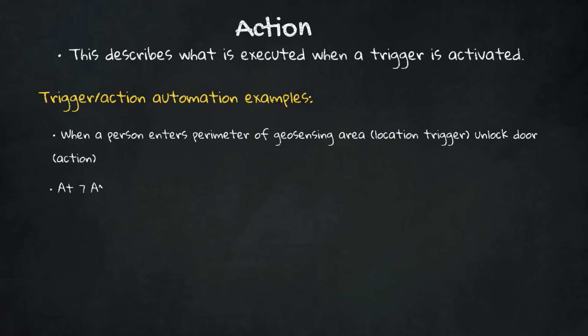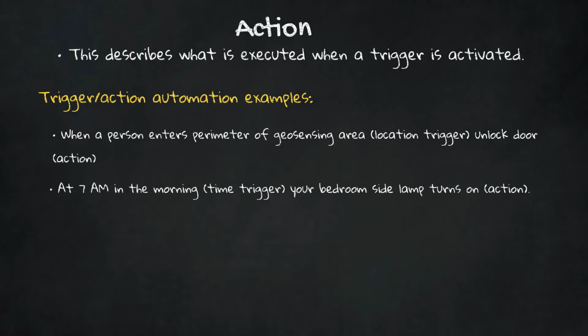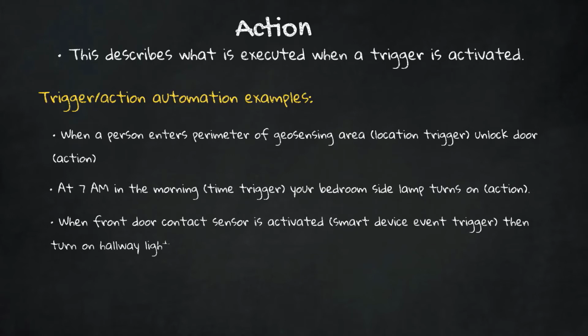Another example is at about 6 or 7 o'clock in the morning, your bedroom side lamp turns on. So the trigger there is the time, which is 6 or 7 in the morning, and the action then is your side lamp turning on. Another example is when the front door contact is activated, then the hall light will turn on. So in this particular case, the door contact is a smart device that has particular characteristics, so it opens and acts as a trigger, and that has an impact on another smart device, which happens to be a smart bulb in your hall, which is the action, the turning on of that particular bulb.